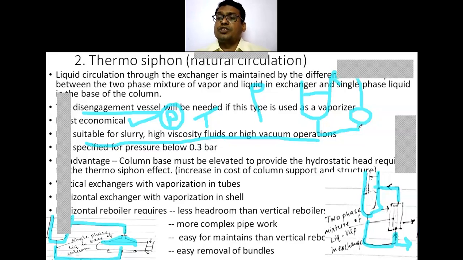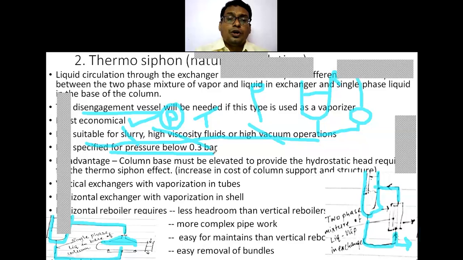The head difference or the height difference, you can say, is the second reason other than the differences in the density. And as a result there is a natural circulation, so we cannot use it for slurries, for high viscous fluids, or for high vacuum operation fluids. And the specified pressure limit is 0.3 bar, this is by experimentation and by people's experience. It is not specified for pressures below 0.3 bar.